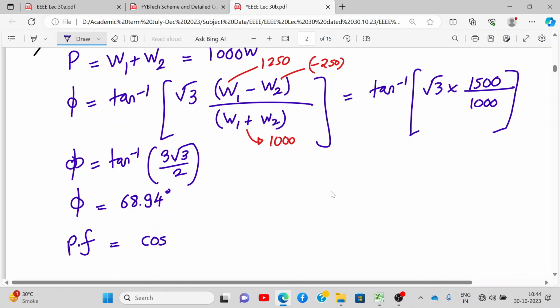So therefore power factor will be cos of 68.94, which will be 0.359. Power factor doesn't have a unit. Did you get the same answer?